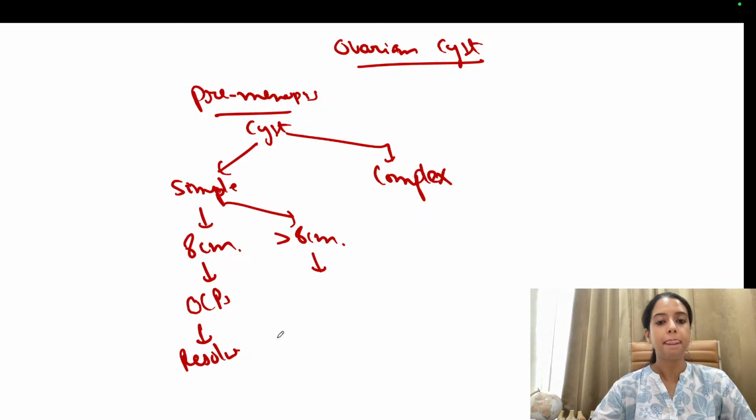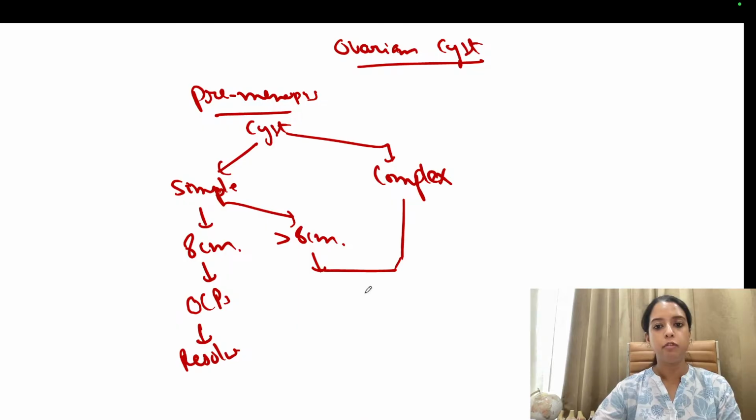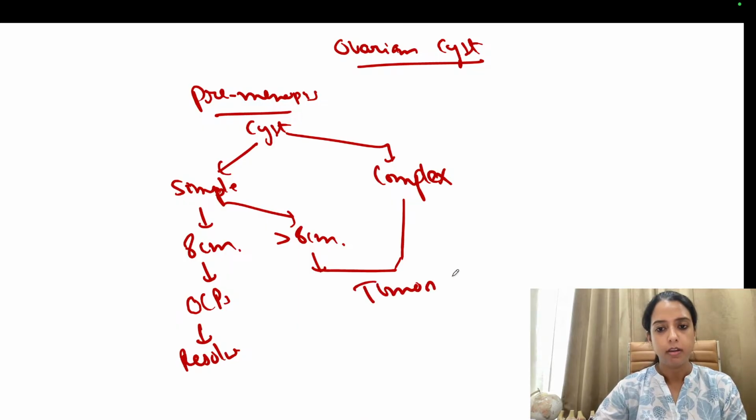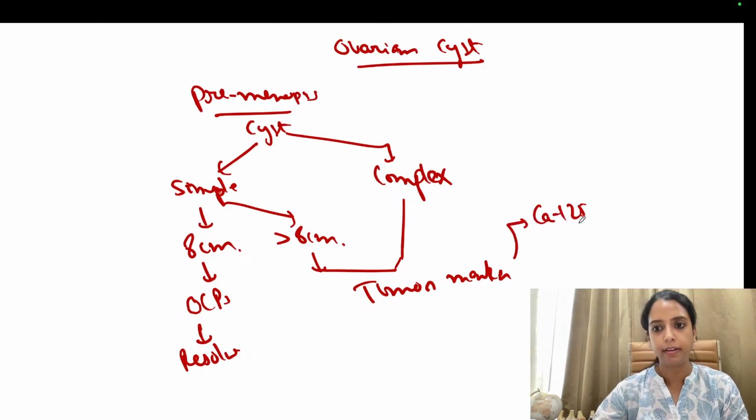Okay? If the cyst is big or it is a complex cyst, now I am worried about cancer. So in a premenopausal woman, I will do tumor markers. So what cancer can happen in a premenopausal? Epithelial can happen, I'll do CA125. Mucinous can happen, I'll do CEA.